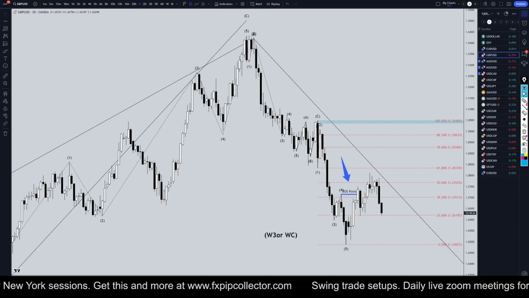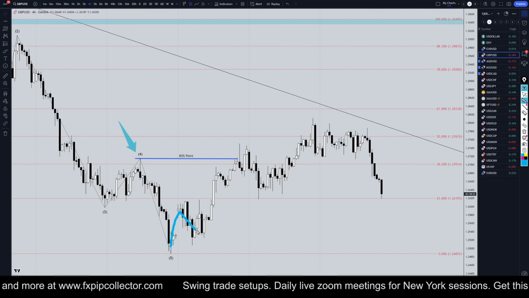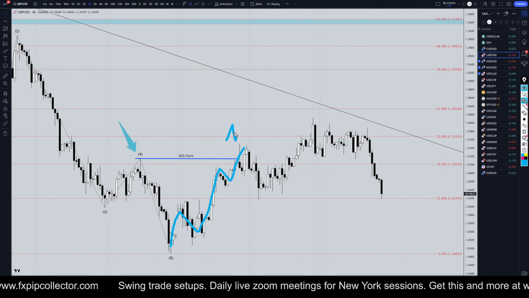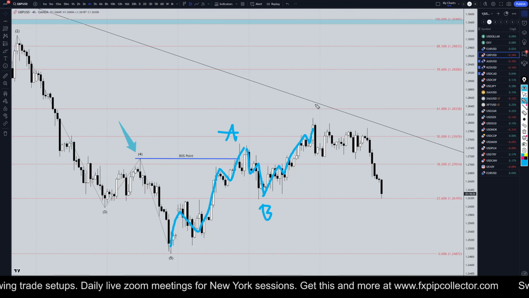So taking it all the way down to the 4 hour time frame. On the 4 hour time frame, I'm pretty confident this really is the end of a correction. It looks like five waves up, wave A. Looks like three waves down, wave B. Looks like another five waves up for wave C.